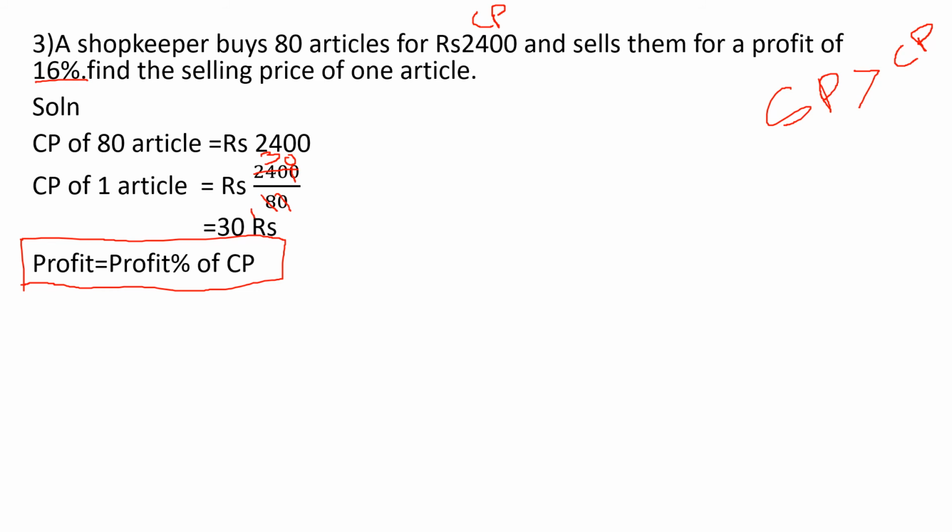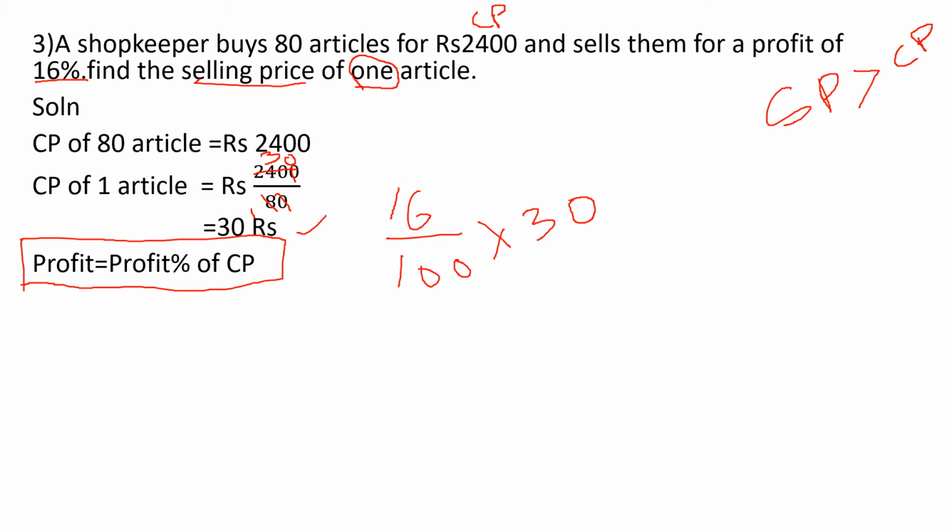So profit percentage, what is given in the question? 16. So 16, how will you write it in fraction? 16 by 100 into, what is CP? For one article, what is the cost price? 30. The question is asking the selling price for one article. So cost price of one article is equal to 30 rupees, right? So profit percentage is 16. How will you write in fraction? 16 by 100 of, meaning into, cost price of one article, 30.